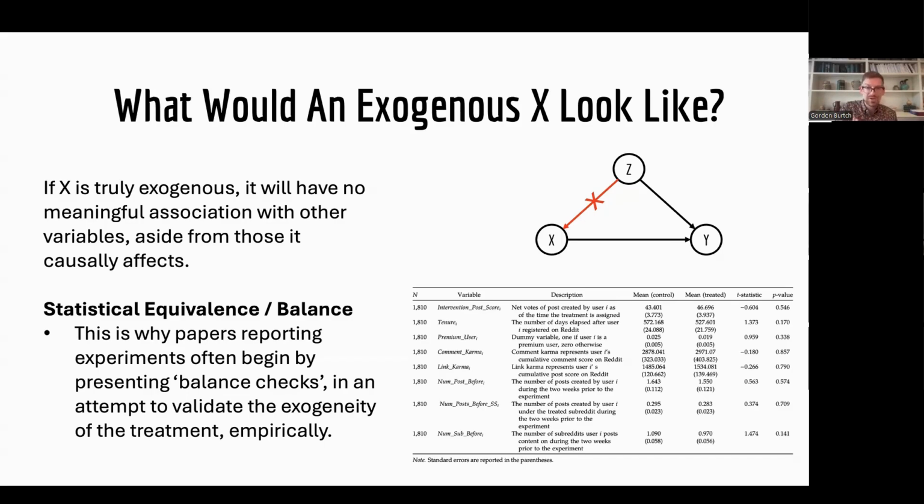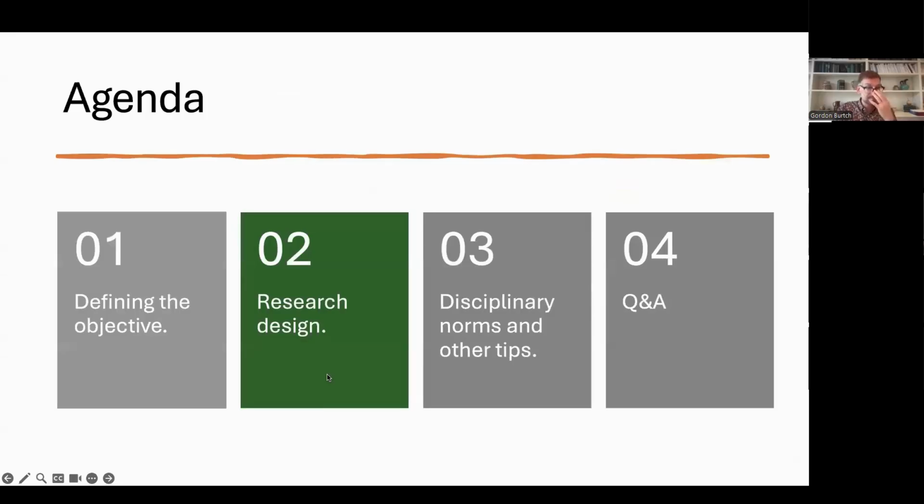So this is what we're trying to get towards. All right, a data set that looks like this somehow. Okay, so now we start thinking about research design. We have a common objective.